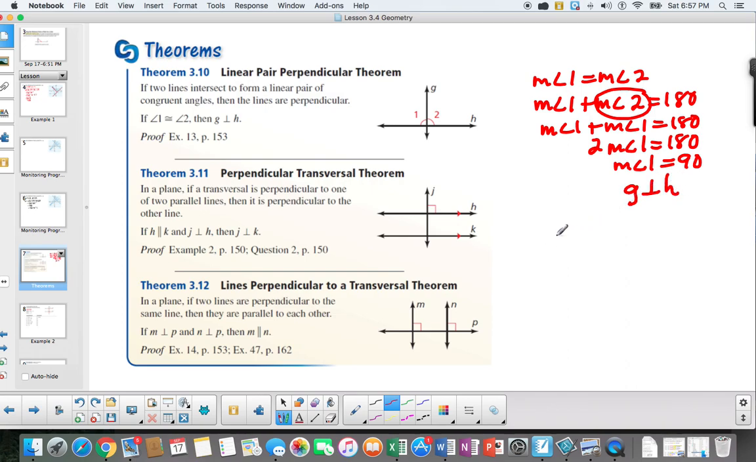Now the next one talks about in a plane, if a transversal, so this line, is perpendicular to one of the two parallel lines, it is perpendicular to the other. And in a few minutes, I'm going to go through a formal proof of this. Let's take a look at the next one. In a plane, if two lines are perpendicular to the same line, so these two lines are perpendicular to the same one. Perpendicular means that they will both be 90 degrees. And if they're both 90 degrees, then we have corresponding angles congruent. So if corresponding angles are congruent, then we know the two lines are parallel.